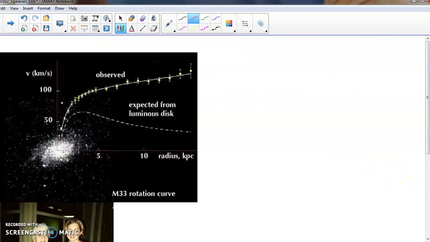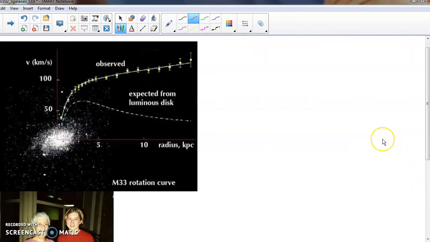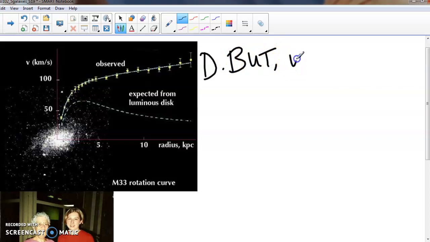However, that's not what we see. And this is why we think there's something else out there, something that we call dark matter. So here's the big but. Okay, I told you what should happen. Here's what we actually see.